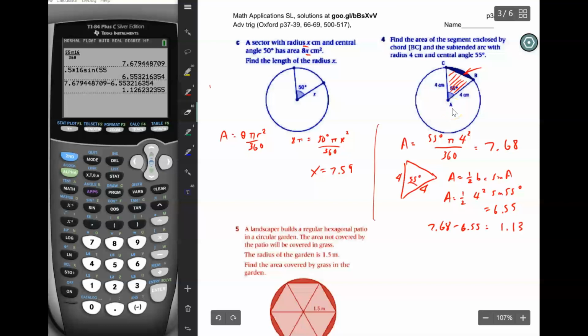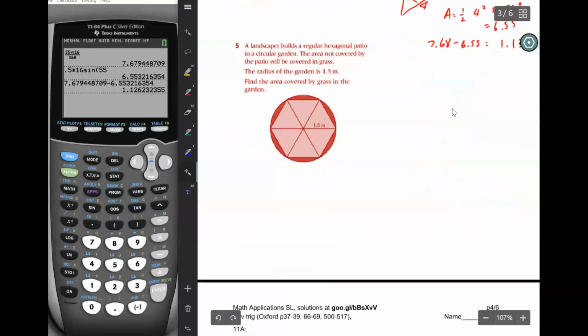It is, let me move this up a little bit. A landscaper builds a rectangular hexagonal patio in a circular garden. The area not covered by the patio will be covered in grass. The radius of the garden is 1.5. The area covered by the grass in the garden is basically the pizza crust, right? So the pizza crusts are the area that are not covered with the patio.